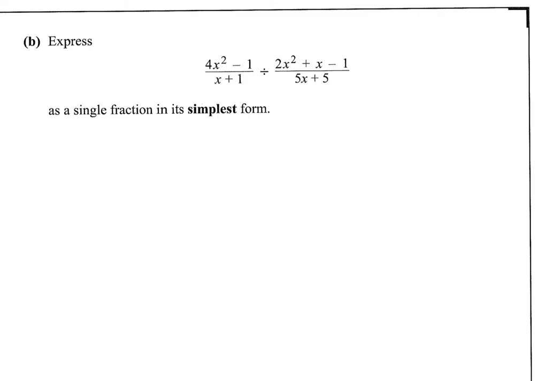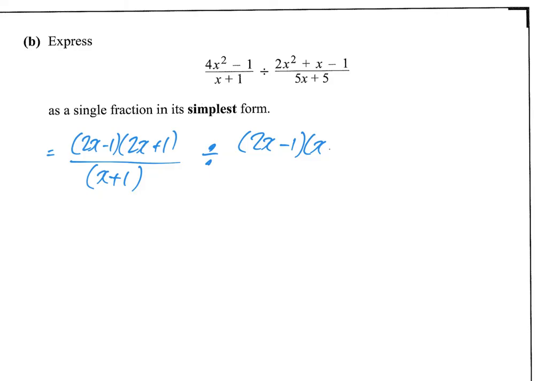Part B says, express this as a single fraction in its simplest form. So the first thing you want to do is factorize everything. The first thing, top left, you've got a difference of two squares. Bottom line, you can't do anything with it, but I would just put it in a bracket. It makes it a wee bit easier to see when you're doing your cancelling. And then this is going to factorize to be (2x - 1)(x + 1). And the bottom line factorizes, you pull out a 5. So it's 5 upon (x + 1).